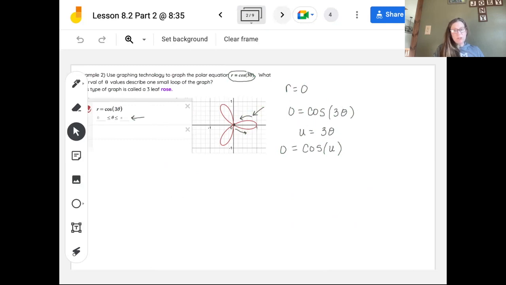We're going to need 3 solutions because we have 3 loops. So I know right away that cosine is equal to 0 when u is at pi over 2, excuse me. u is also equal to 3 pi over 2. But again, 3 loops, 3 solutions. So I need to go just part way around my unit circle again. So also at 5 pi over 2. However, we're not solving for u, we're solving for 3 theta. So I'll replace our u's with 3 theta.